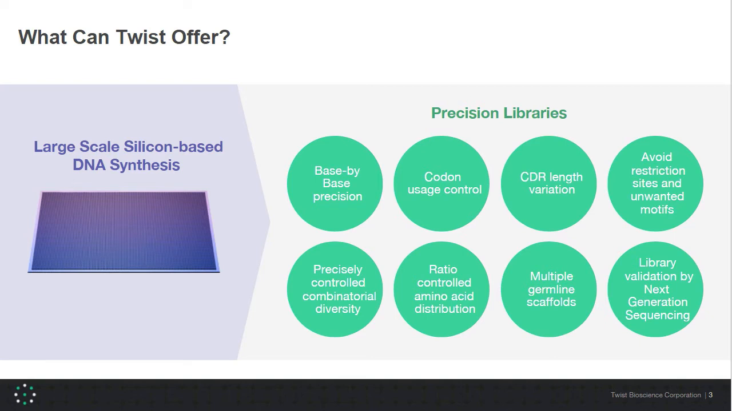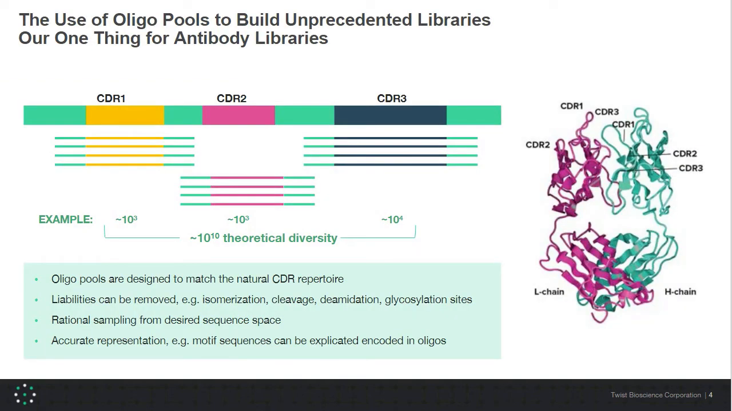How do we use oligo pools to build antibody libraries in particular? Shown here is an example of an antibody domain. Let's say it's a VHH heavy chain only library. We can make oligo pools that constitute the diversity in each of the different CDR loops, and then to make the final library, we can piece them together through PCR.